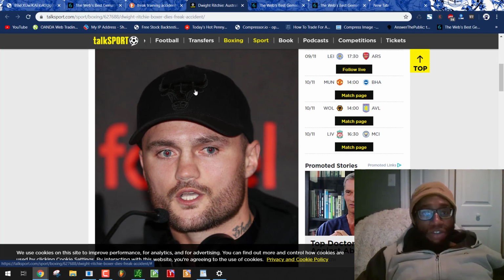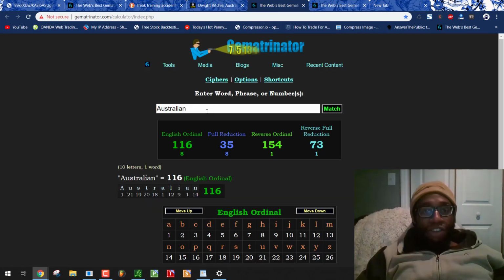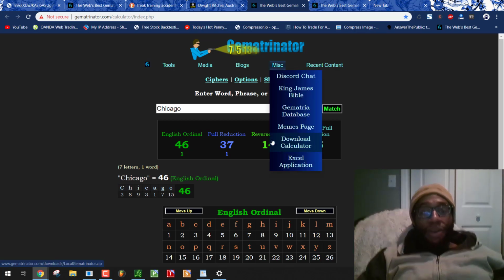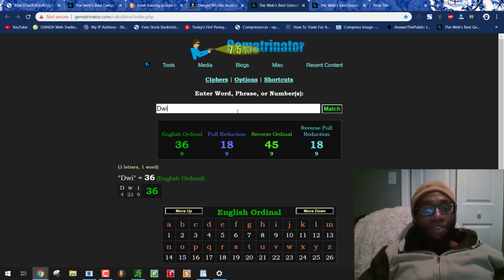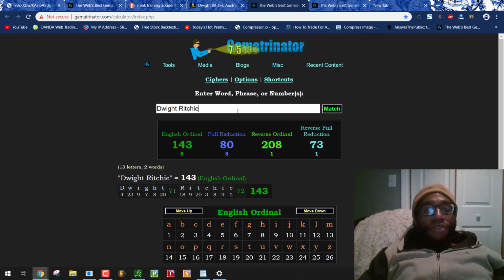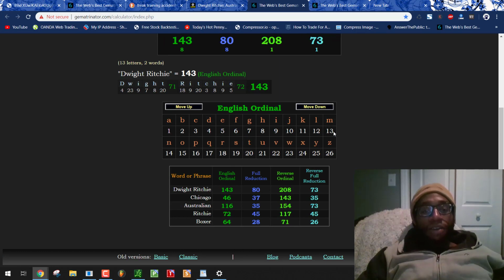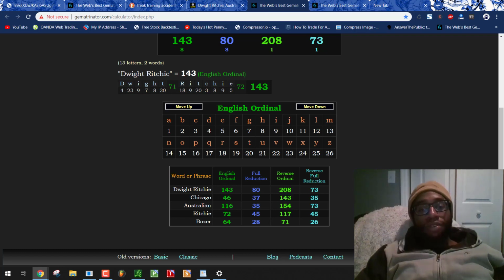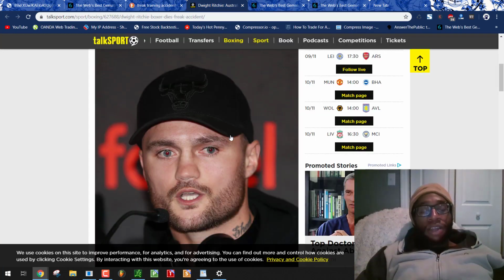Oh, this is Bulls, Chicago Bulls hat. What a joke. Chicago equals 46 like sacrifice. Chicago equals 143 like Dwight Ritchie. Are you seeing what these people are doing? I mean, honestly, the fact that I can just sit here and show you very clearly what these people do every single day should emphasize how prolific it is. This takes zero effort. Chicago, reverse in alphabetical order, 143. Dwight Ritchie, 143.